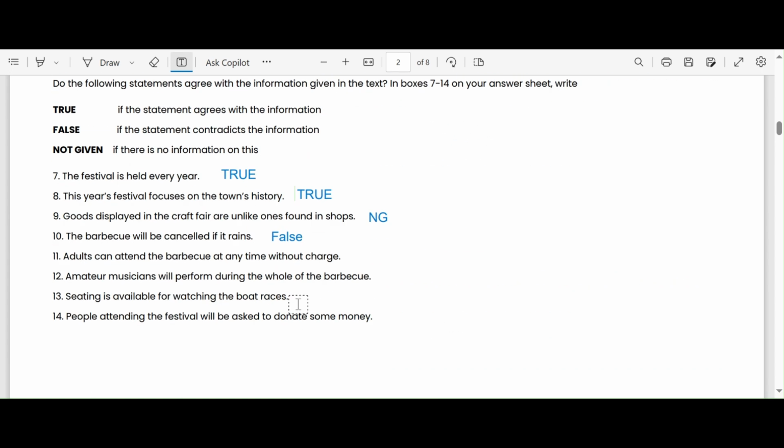So what will it be? It will be false. Like, the adults can attend the barbecue party at any time without charge. So they have to pay the charge, right? They cannot come at any time because there is a certain time they can come free. So that will be false.